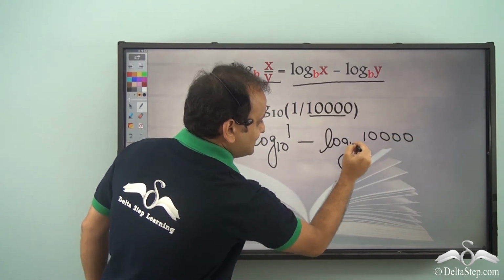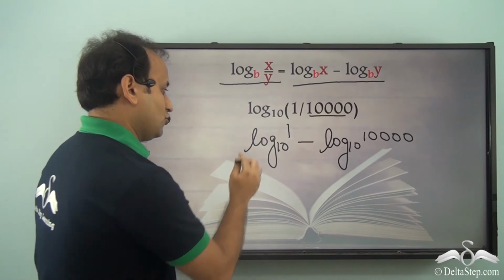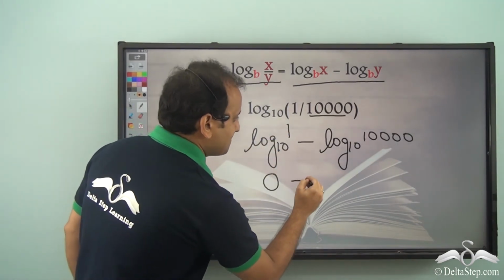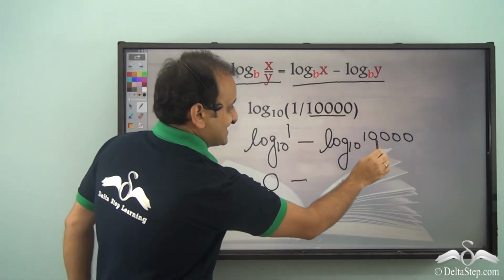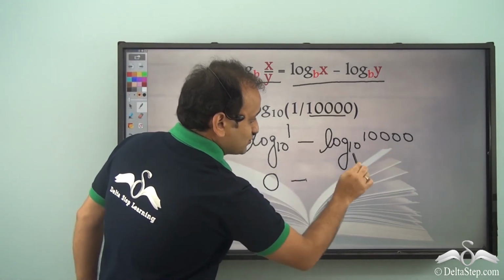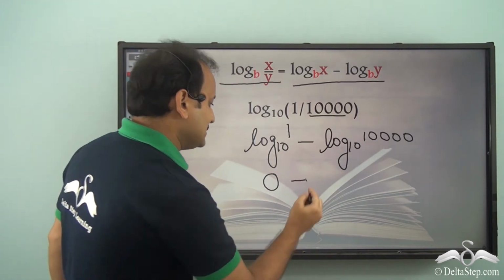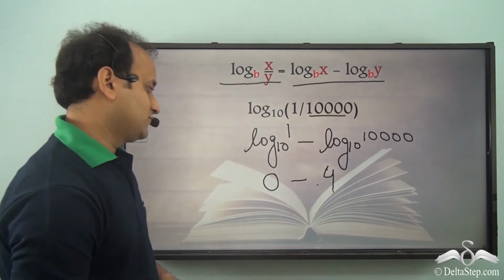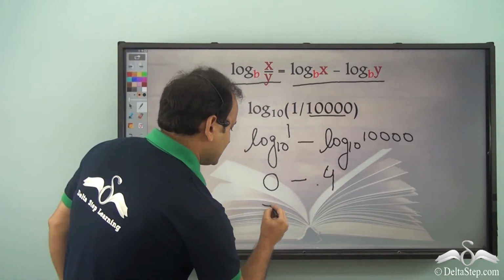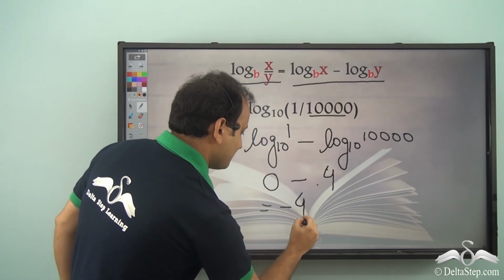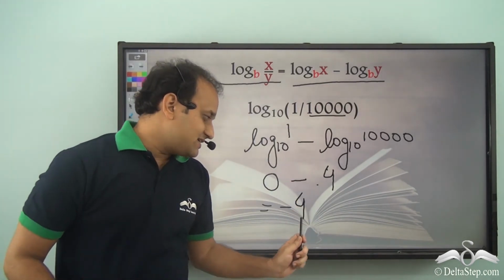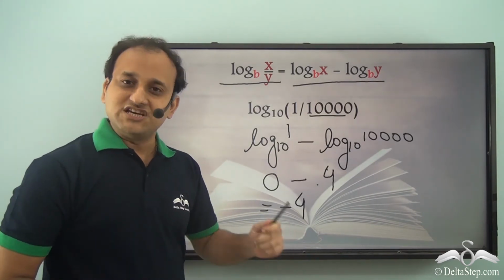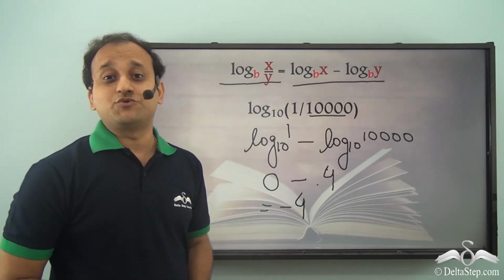So log 1 is always 0, right? So it's 0 minus, now 10,000 has 4 zeros, right? So it will be 10 to the power of 4. That means we have the answer as 4. So 0 minus 4 would be minus 4. That means the temperature on Mars on that day is going to be minus 4 degrees C, which he informs to the Mars mission and solves his problem.